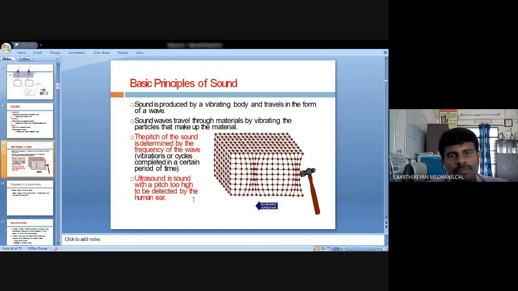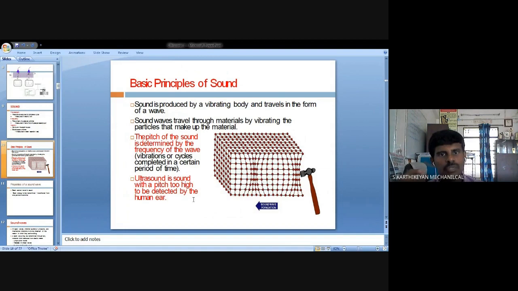Similarly, we create sound waves with the help of transducers, in which the sound waves travel through the material by vibrating the particles that make up the material, right? Take a cube, which is made of a number of small cubes, each having atoms. Once you disturb a single face of atoms, it automatically transmits its vibration throughout the cube, depending upon the force we act on the cube, right?